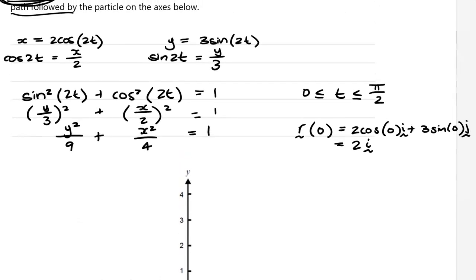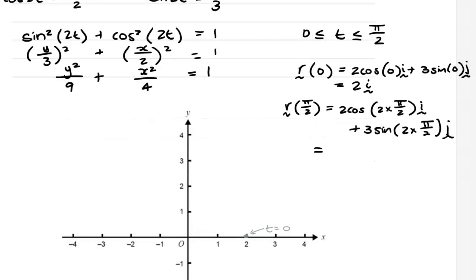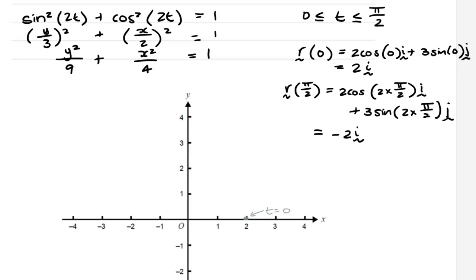Then the end point is when t was pi on 2. So we're going to have 2 cos of 2 times pi on 2 i plus 3 sine of 2 times pi on 2 j. So 2 times cos of pi is going to be -2i, and then 3 times sine of pi is going to be 3 times 0. So -2i means that we are going to be ending here. That's when t is pi on 2.